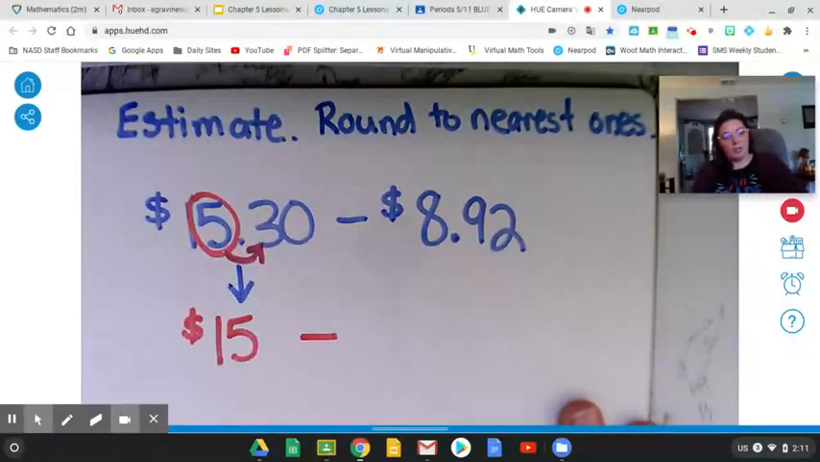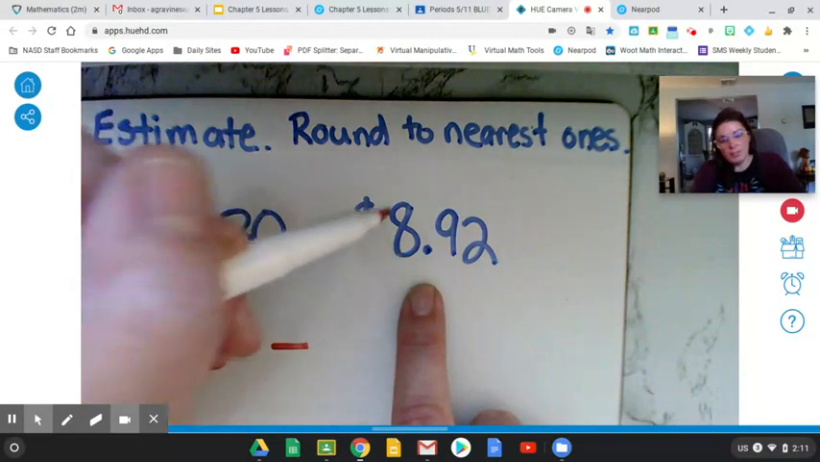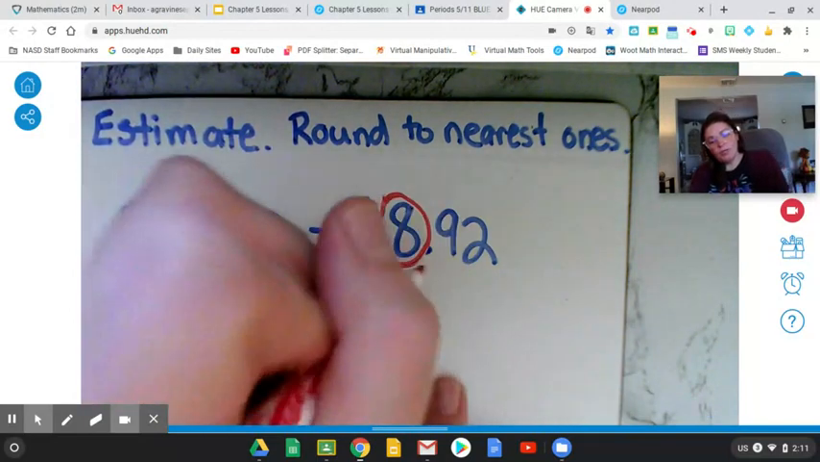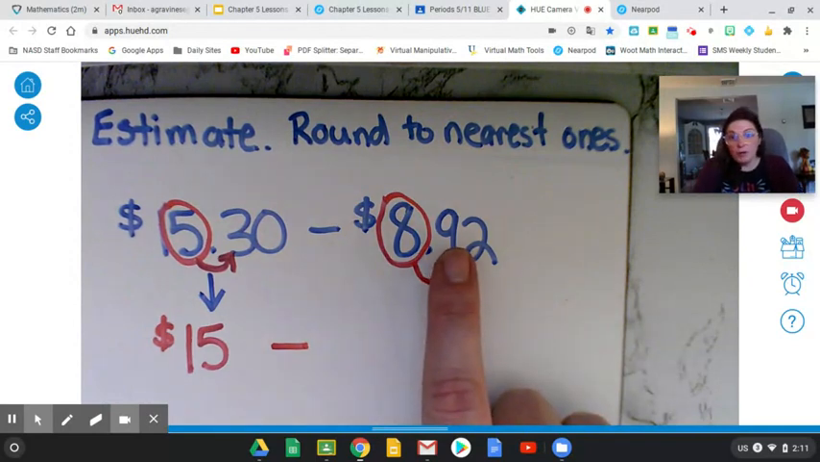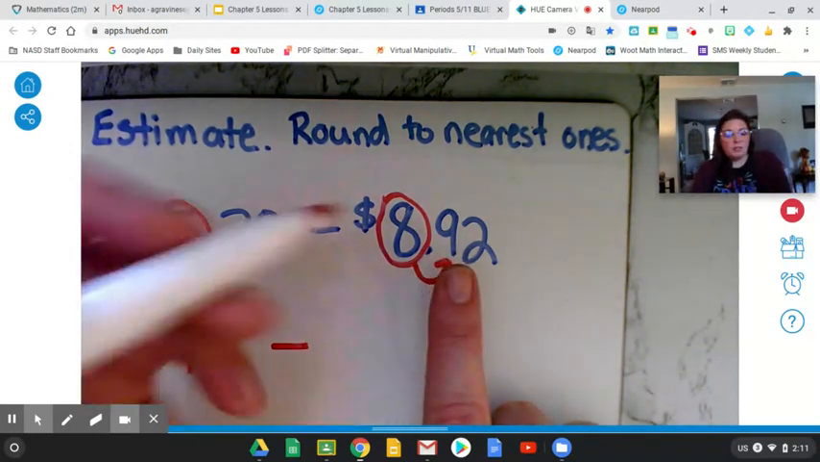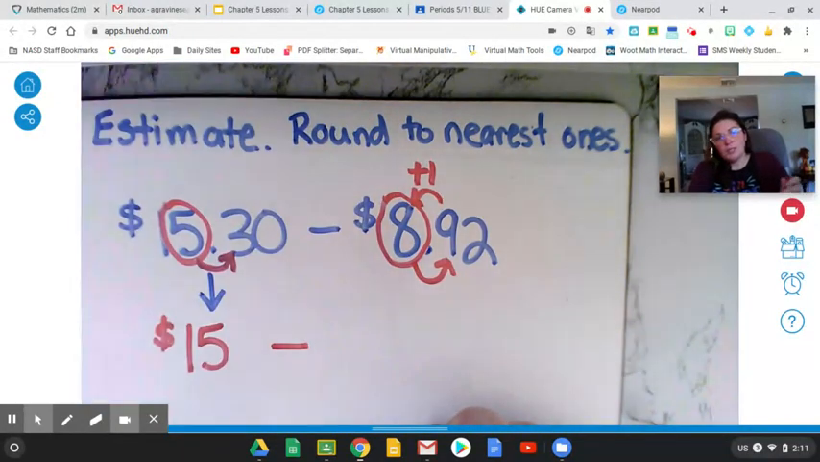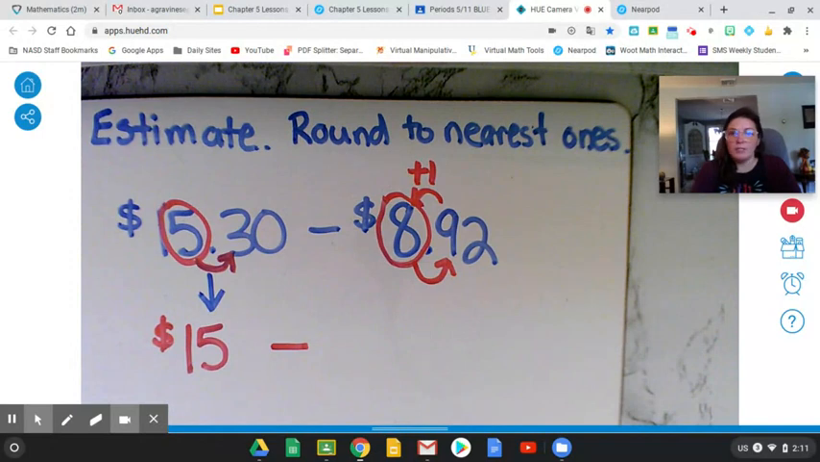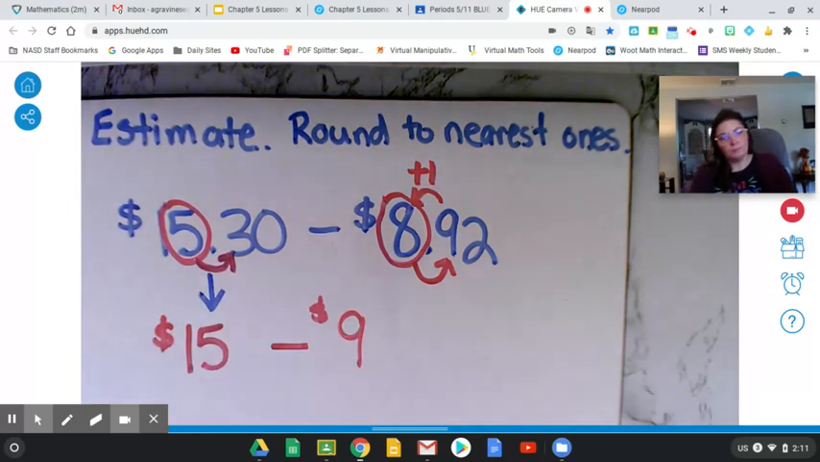Now let's look at our second number, $8.92. The ones place is the 8. Look next door to the boss, the 9. Well, 5 and above, give it a shove. So because 9 is 5, 6, 7, 8, or 9, 9 will tell 8 to get bigger. We increase the 8 by 1. So 8 becomes 9. And then the boss and everyone else with him goes away.